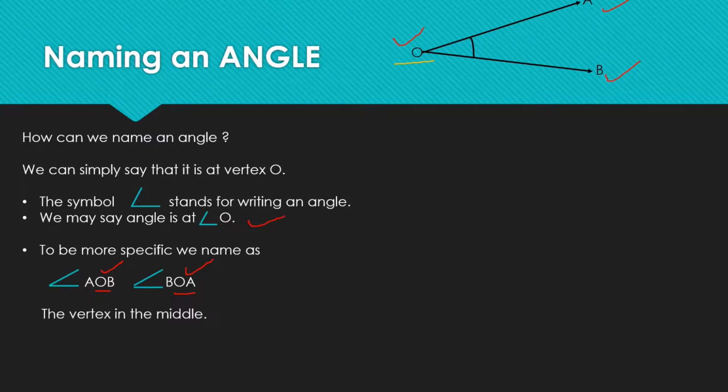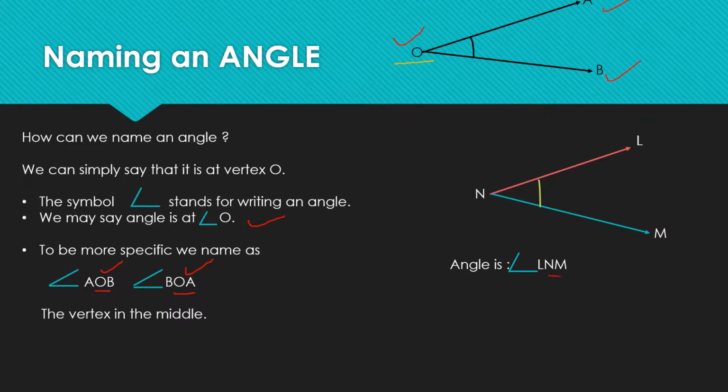See, every time we write an angle, we keep the vertex in the middle, like AOB or BOA. Let's practice once more. Here is another angle with the rays NL and NM. Could you find the name of the angle? Yes, you are right. The angle is LNM, because N is the vertex and we keep it in the middle, with our rays on either side.